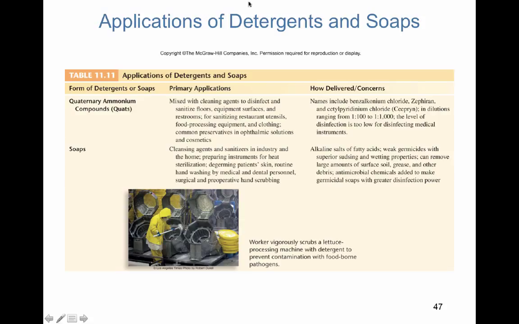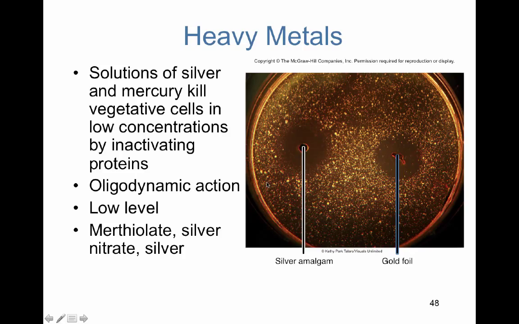So applications here, the quaternary ammonium compounds can be mixed with cleaning agents to use as a form of disinfection or sanitization of surfaces, restrooms, sanitizing restaurant utensils or food processing equipment, and soaps. This is used for degerming of skin, also routine hand washing by medical and dental personnel, and even in surgical and preoperative hand scrubbing. Again, this is just reducing the number of microbes.